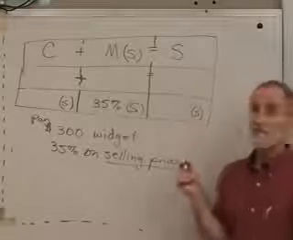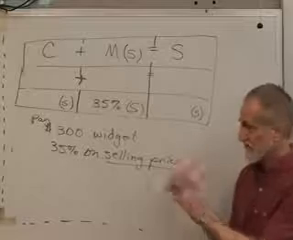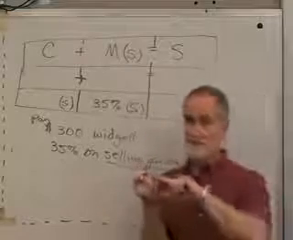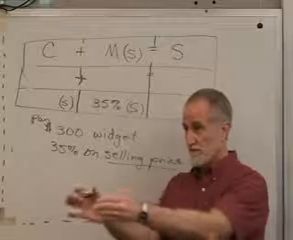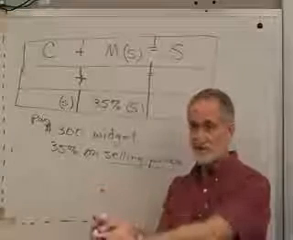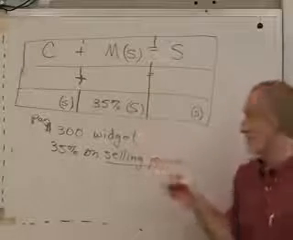Now, why would somebody do it this way? A retailer would do it this way because a retailer bases their inventory on the selling price. They base their commissions on the selling price. So it makes sense to base their margin on the selling price.